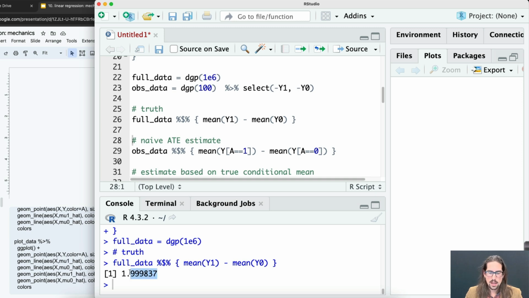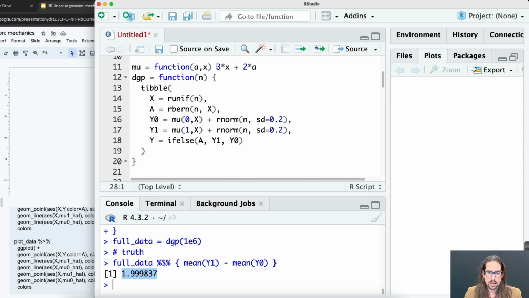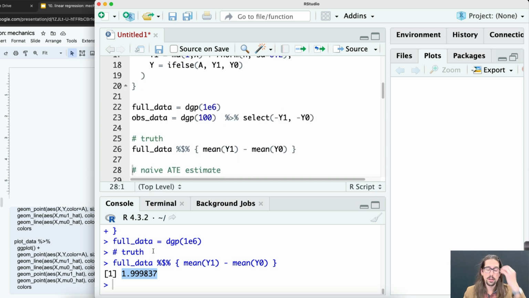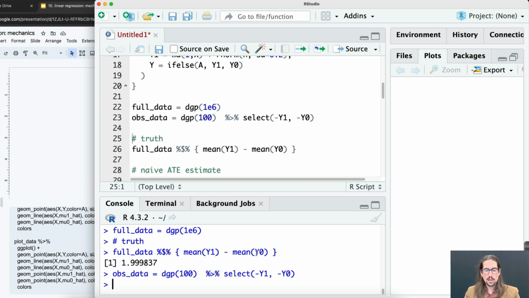Okay, so if I take a really large sample, I can compute the true value of the average treatment effect, and it's actually 2 exactly. I could do this analytically, but here I'm just getting an approximation by getting a really large sample and taking the mean of y1 minus the mean of y0. And now let's sample some data. In the observed data, we don't have a population, we just have some small sample, and we also don't get to observe y1 and y0, we just observe y, the observed outcome.